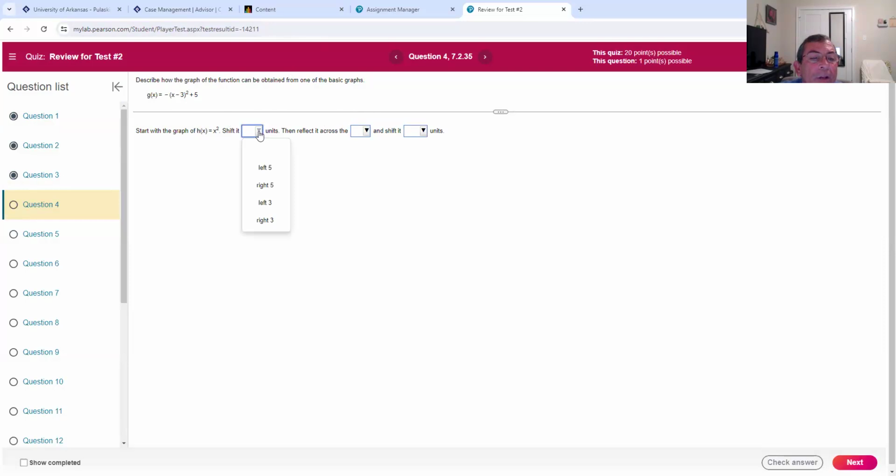So we have to go right 3, so we would come down here and click right 3. Then reflect it across the x-axis. That's all you can choose in this section, is the x. And then we said we were going to shift it up 5 for that last plus there. And y'all, that was a trick on that one.